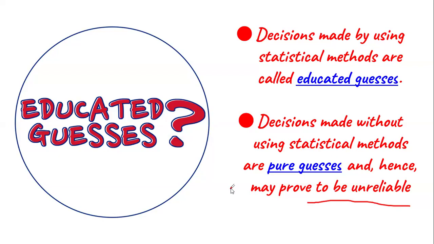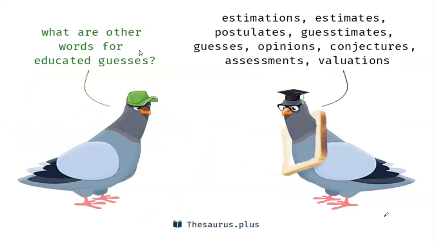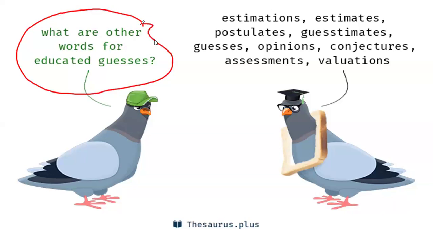Okay, if we can continue, this same educated guess that I was talking about can have other words that mean the same. Estimations are just educated guesses. Postulates, those are educated guesses. Opinions, assessments or valuations, those are also known as educated guesses. And now we can talk about the population and the sample.